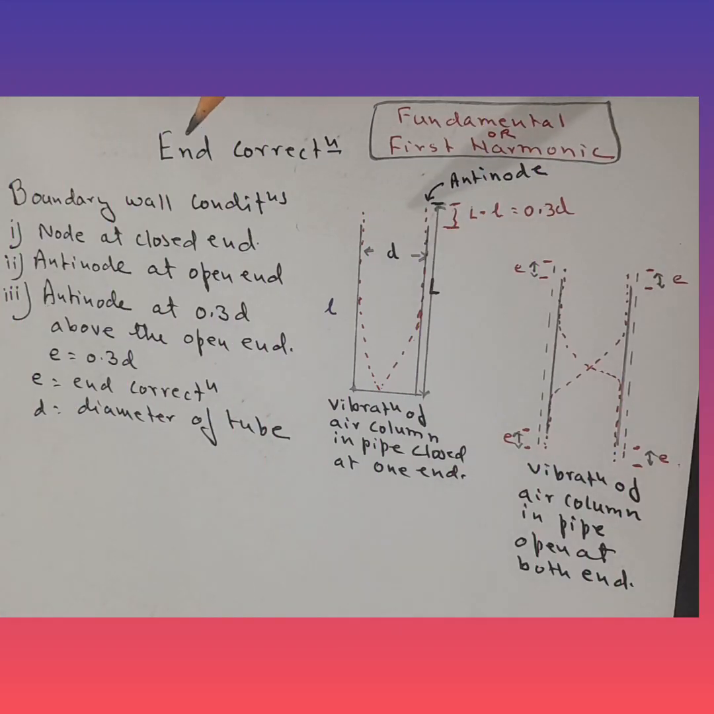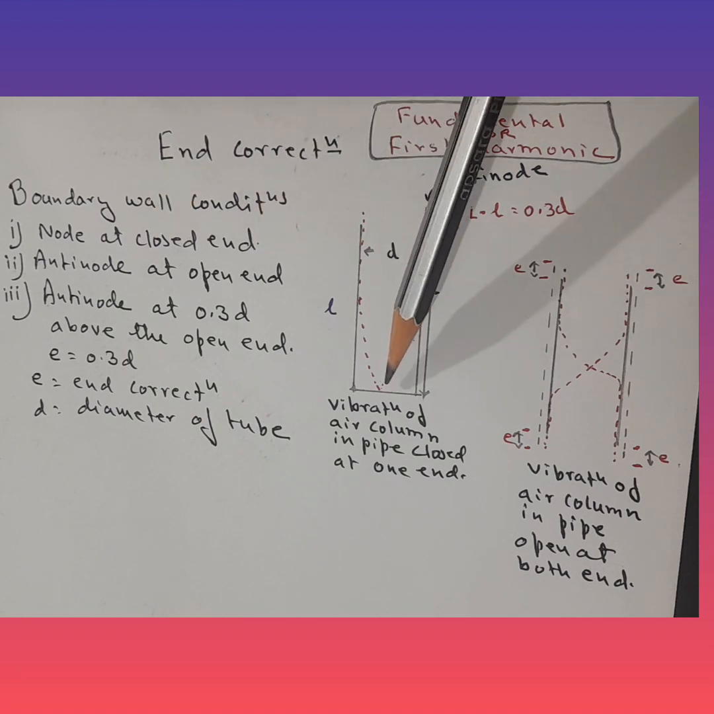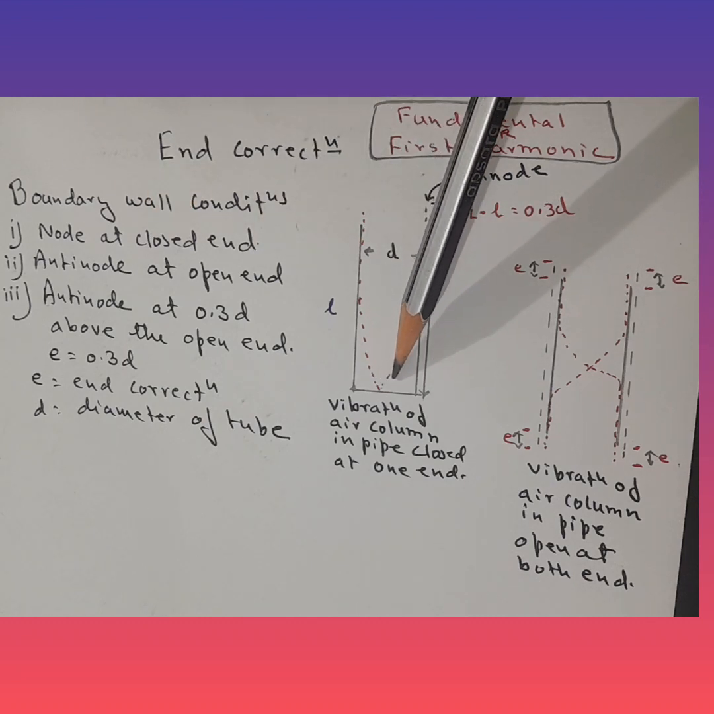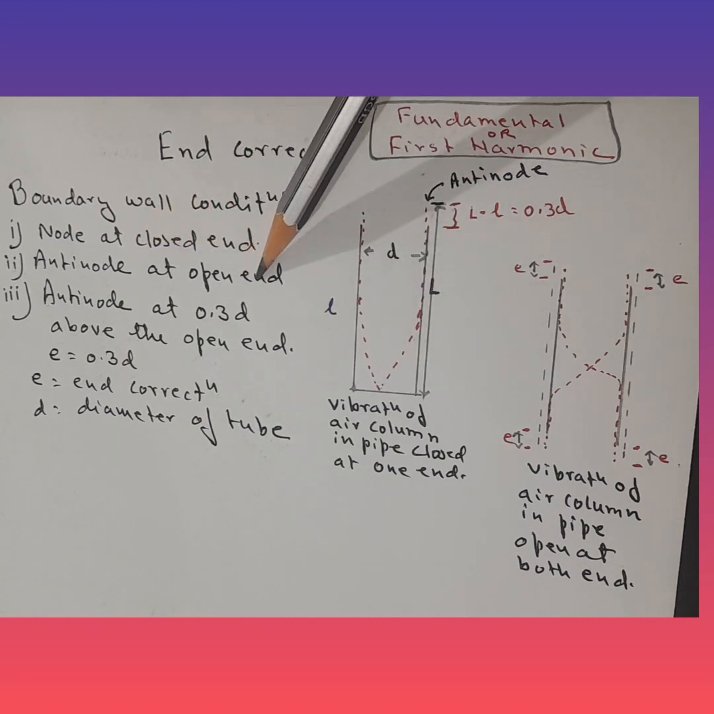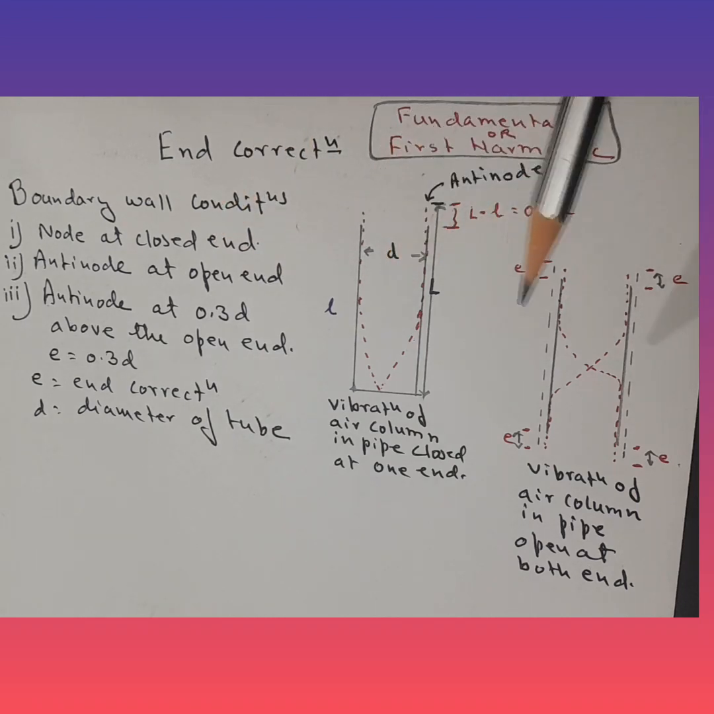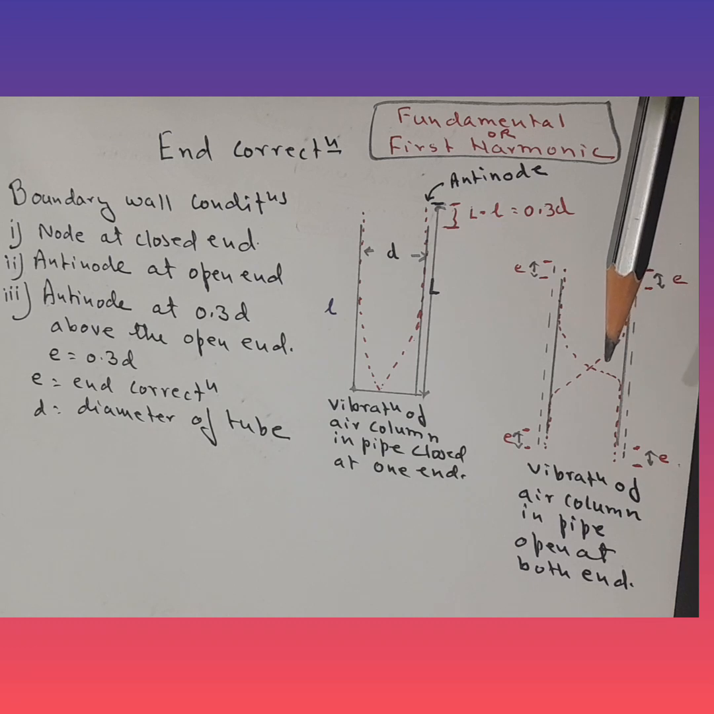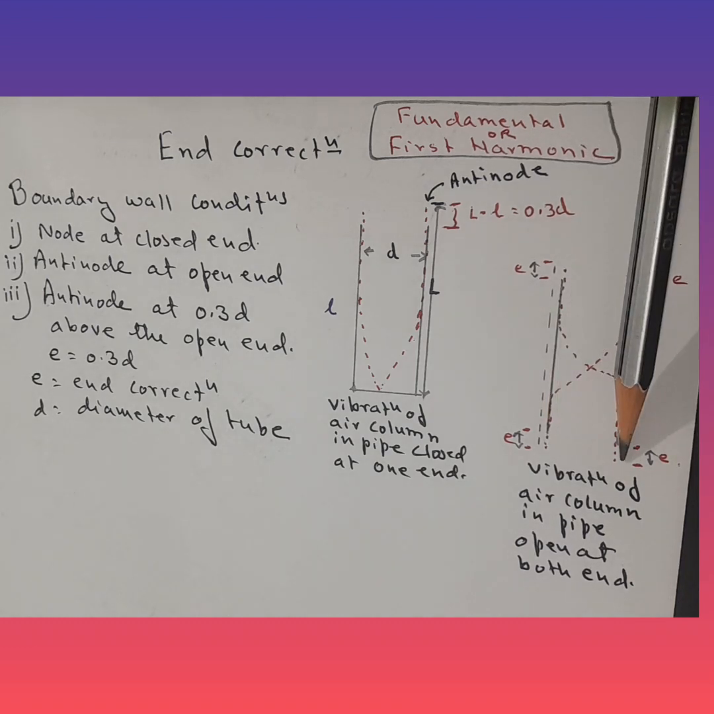Okay guys, let's get in depth of boundary wall conditions. Now in case of boundary wall conditions, one which we have seen is node has to be at closed end. As here we see node at closed end, antinode at open end. Now as we see antinode at open end, in case of pipe open at both the ends, antinodes are at both the ends. Alright, open ends. Antinodes are at both the open ends.